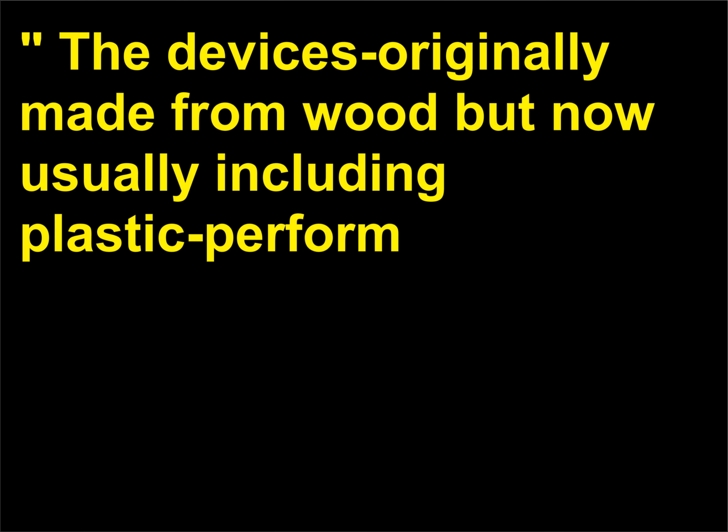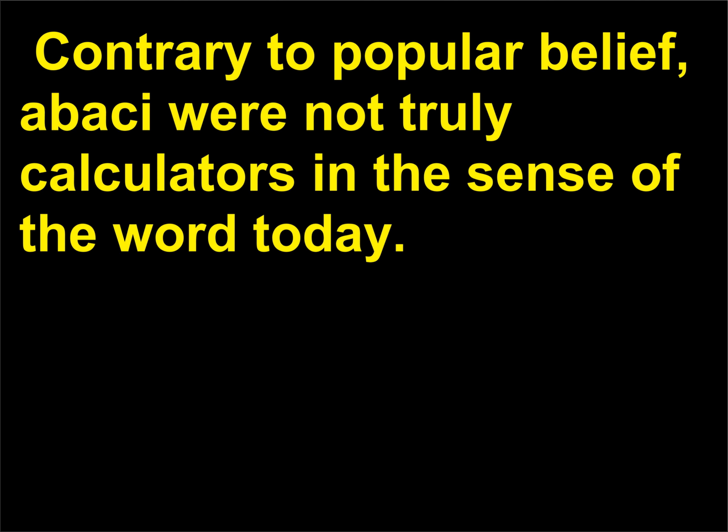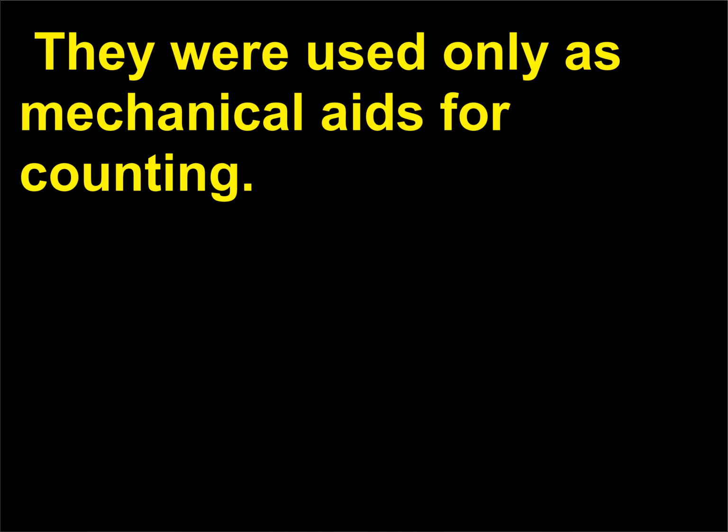The device, originally made from wood but now usually including plastic, performs arithmetic functions by manually sliding counters, usually beads or discs, on rods or wires. Contrary to popular belief, abaci were not truly calculators in the sense of the word today. They were used only as mechanical aids for counting.